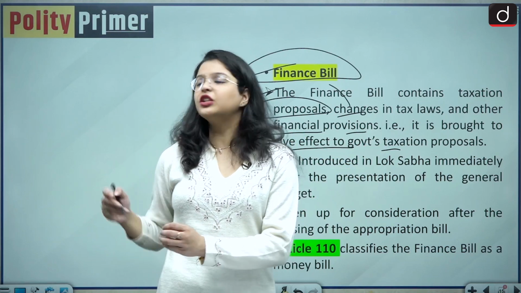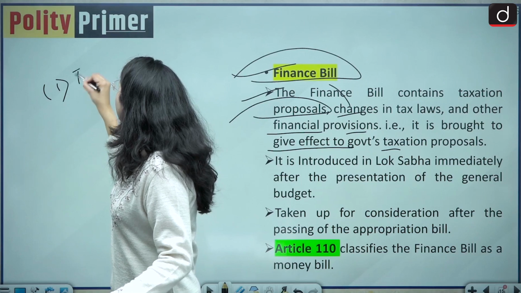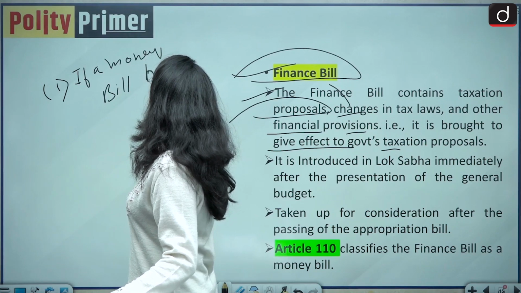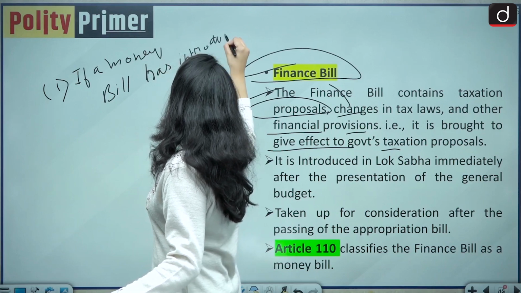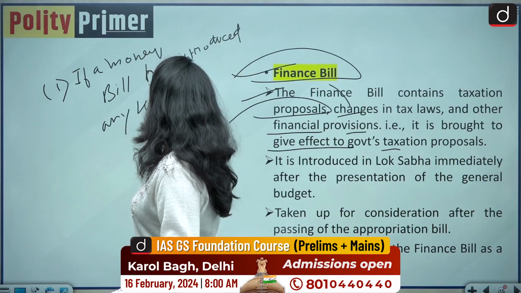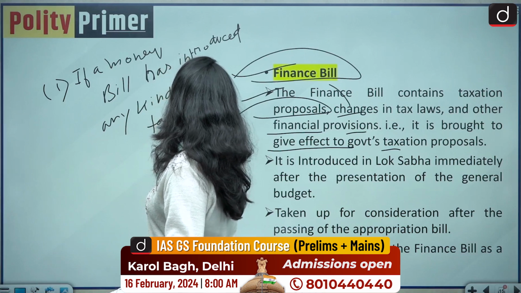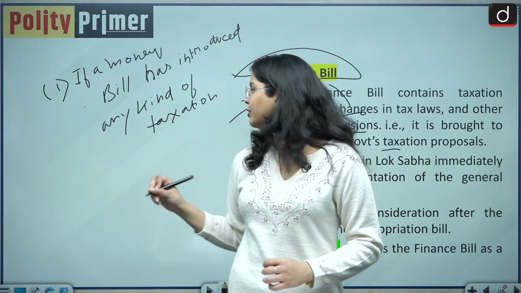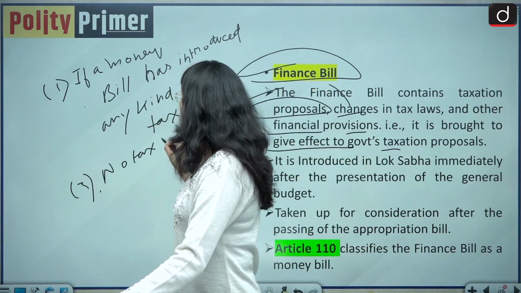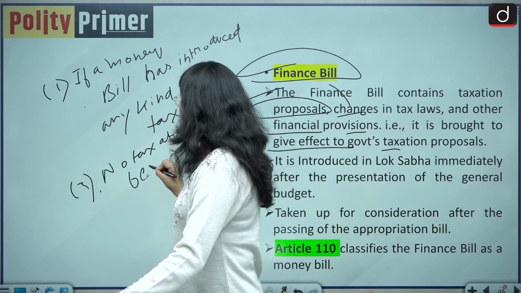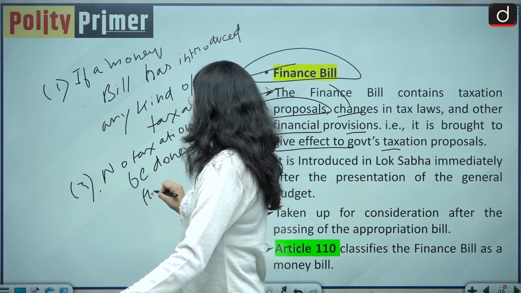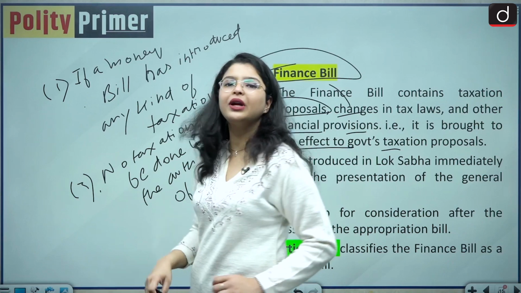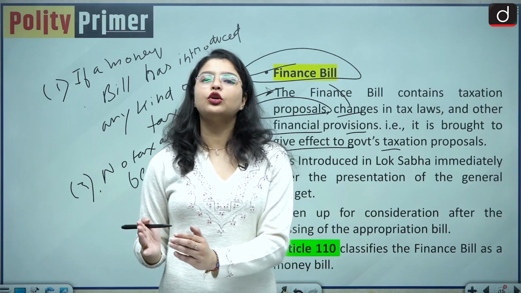So with respect to taxation, always remember the following points. Firstly, if a money bill has introduced any kind of taxation, then it can only be introduced in the Lok Sabha and not in the Rajya Sabha. Okay, Rajya Sabha has completely no power over it. Secondly, no taxation can be done without the authority of law. Okay, so Parliament cannot tax you without the authority of law.